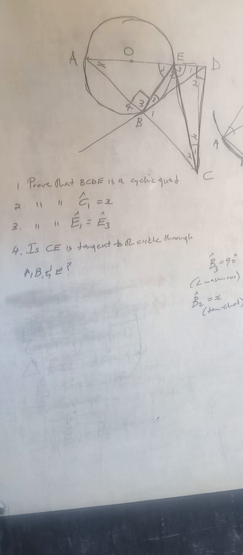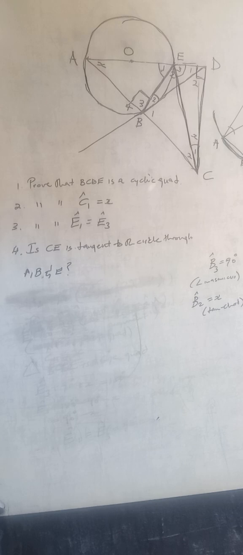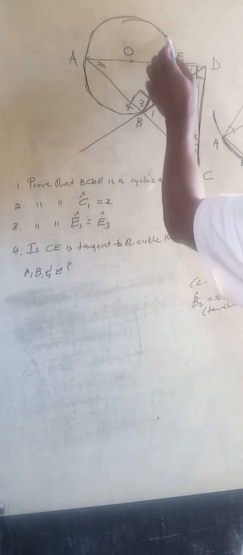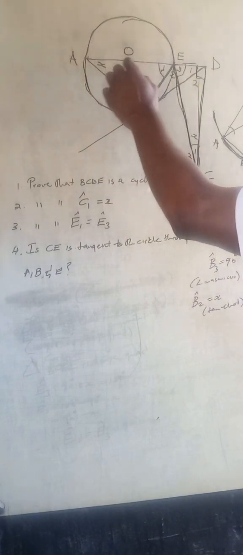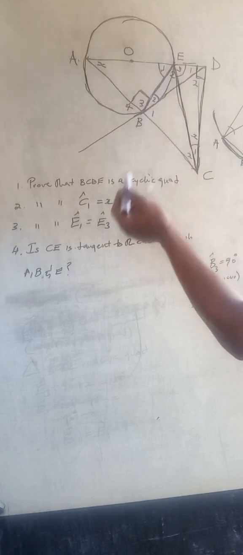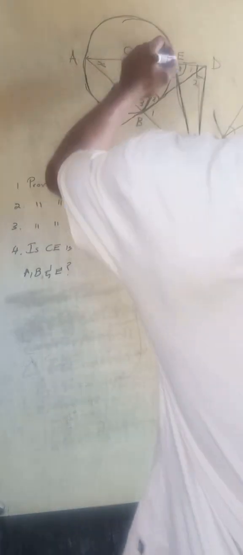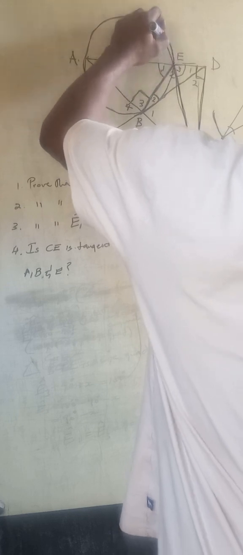Okay, so the last question is CE. Where is CE? You can see CE. Is CE a tangent to the circle through A, B, and E? They're asking, is this a tangent to this circle through A, B, E? So basically, is CE a tangent to this circle? If CE is... we don't know. Maybe I'll draw a P.